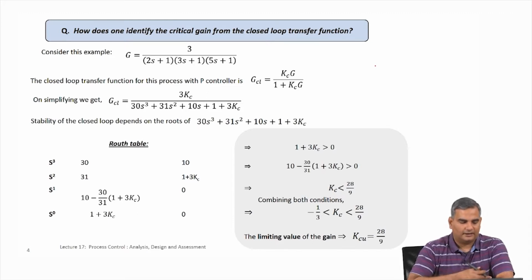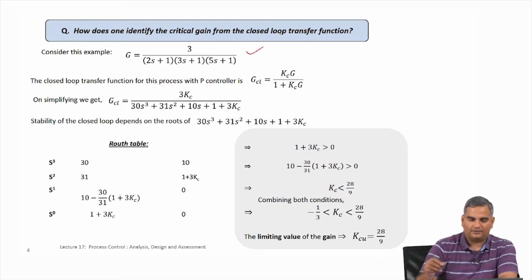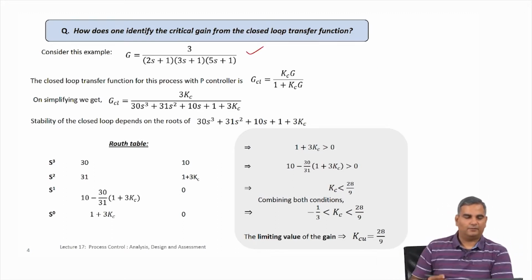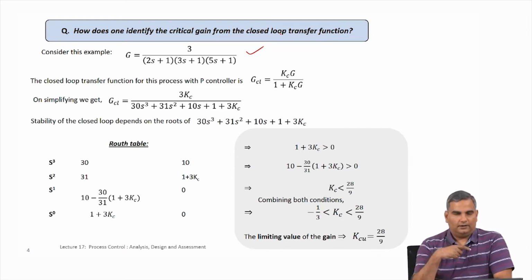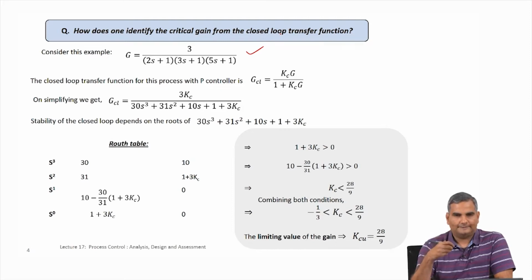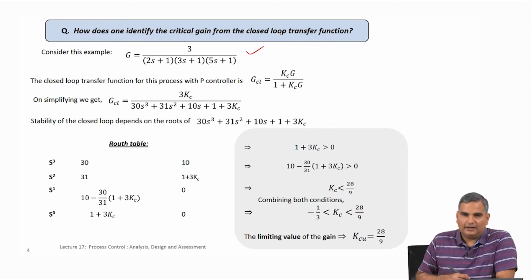So let us consider a simple example. Let us say I have an open loop transfer function which is of this form, 3 divided by (2s plus 1) times (3s plus 1) times (5s plus 1). Now the thought experiment we did, conceptually what we are going to do is put in a P controller in place, and then we are going to say the gain is Kc, which is not yet determined.